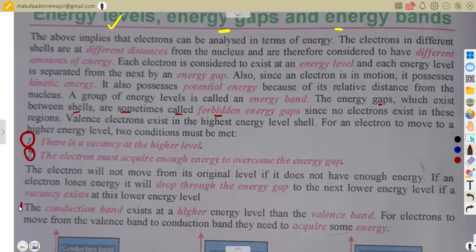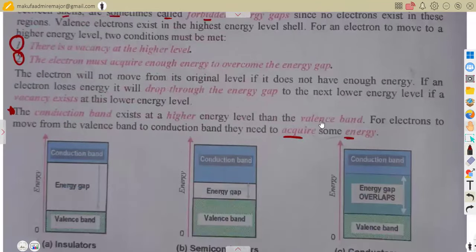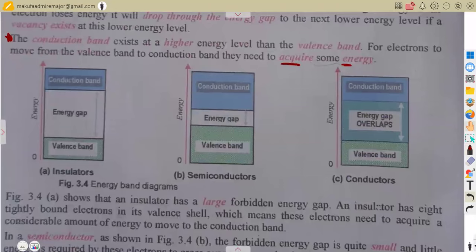So the conduction band exists at a higher energy level than the valence band. For electrons to move from the valence band to the conduction band, they need to acquire some energy. So each movement along the bands needs energy, and that is where we are given the energy gap. That is the energy we are referring to. So for insulators, as we can see, the energy gap is big and the conduction band is very small.